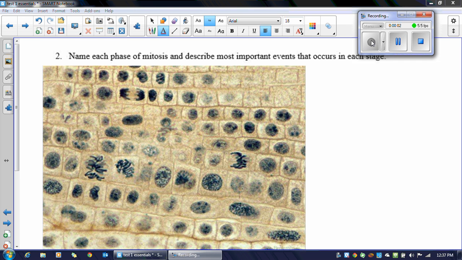Hi, folks. Test number 1, Essential 2 in Biology 12. It says, name each phase of mitosis and describe the most important events that occur in each phase.